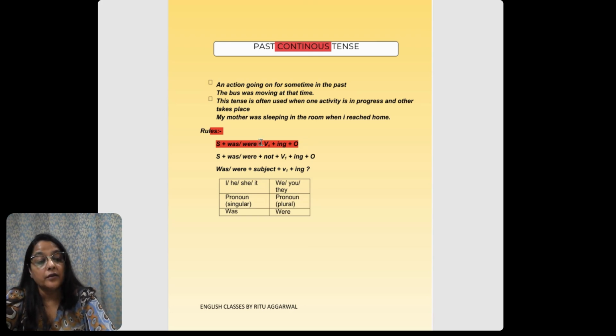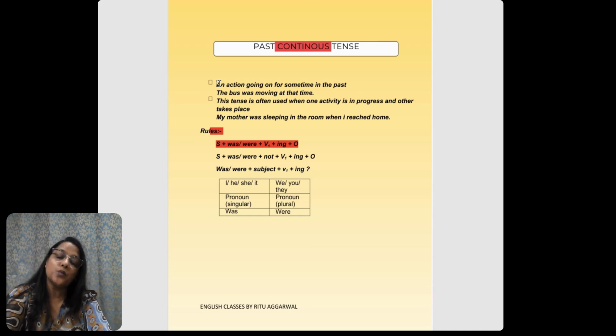But what about was and were? Was and were again are the helping verbs. Verb V1 is always the main verb. So what is was and what is were? Was is singular and were is plural. Right? So this is how again you are using it. So I have already made a table for you so that it is easily learned by you. Right? So action which is there in the past. Right? The bus was moving at that time. Right? The tense is often used with the progress and how the progress is taking place. So the rule is subject plus was plus verb first form plus ing plus object.